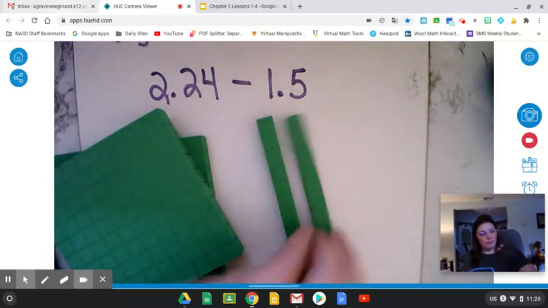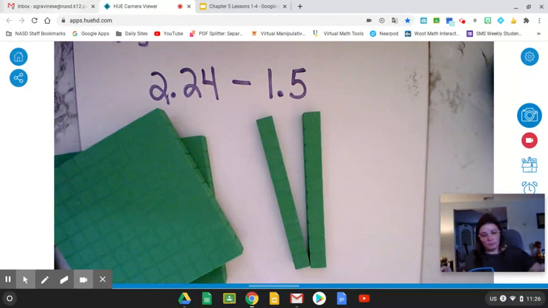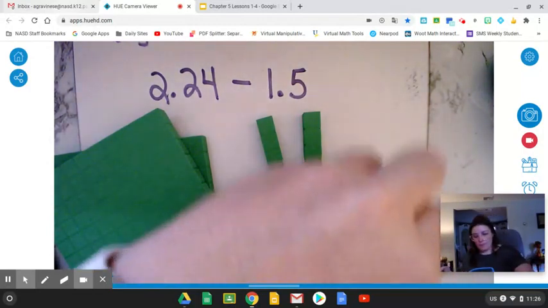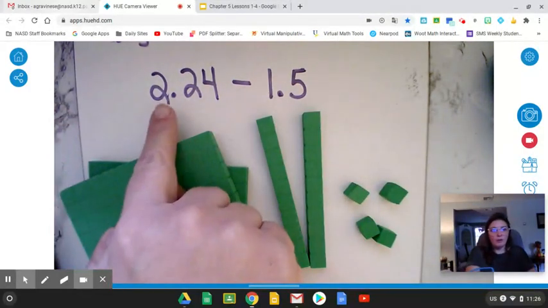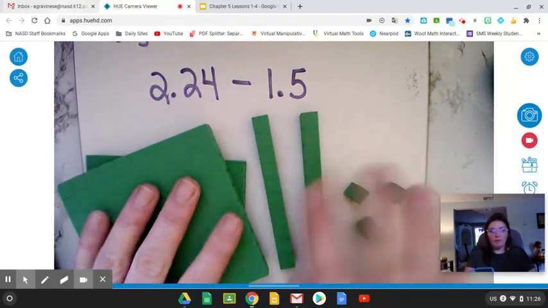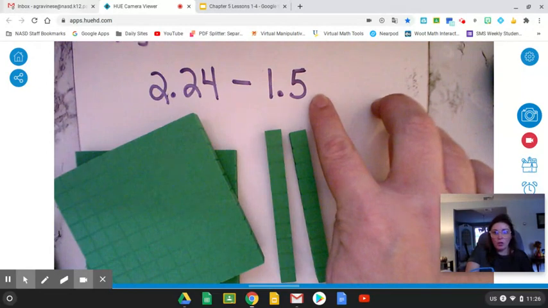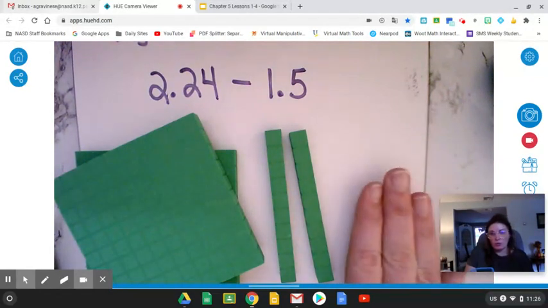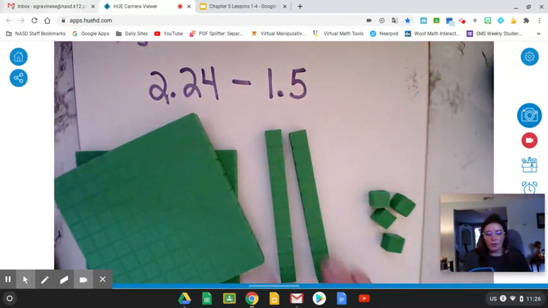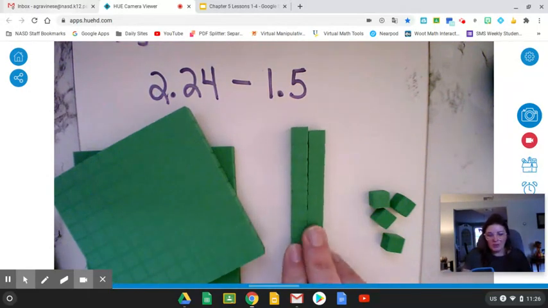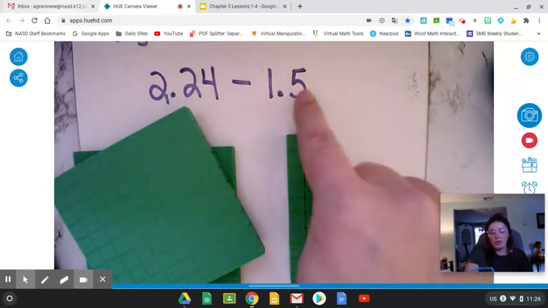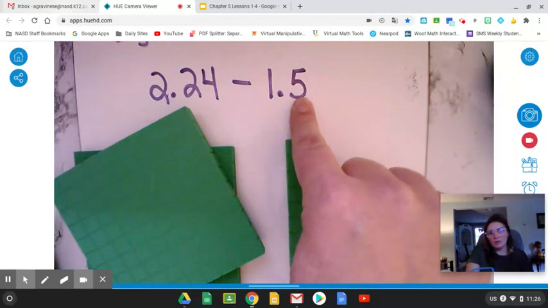2 tenths, 4 hundredths. Here's my 2.24. And I need to take away 1.5. All right, so I have to end up taking away a whole and 5 tenths. Well, because this number has no hundredths, I'm actually leaving my hundredths. They're going to be a part of my answer. But when I look at my tenths, I only have 2 of the tenths rods. I need to take 5 away. So what do I do? I would borrow.